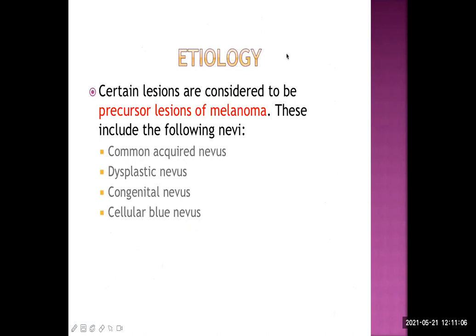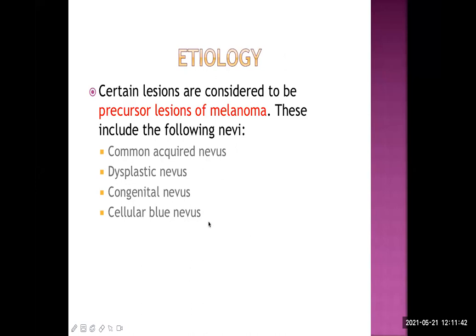Now, see that. What is the etiology of melanoma? Like squamous cell carcinoma of the skin and basal cell carcinoma, malignant melanoma also has certain etiological factors. So what are those? Certain lesions are considered to be precursor lesions of melanoma. These precursor lesions of melanoma are different types of nevi. Nevi is the plural, nevus is the singular. So there may be common acquired nevus, dysplastic nevus, congenital nevus, and cellular blue nevus.